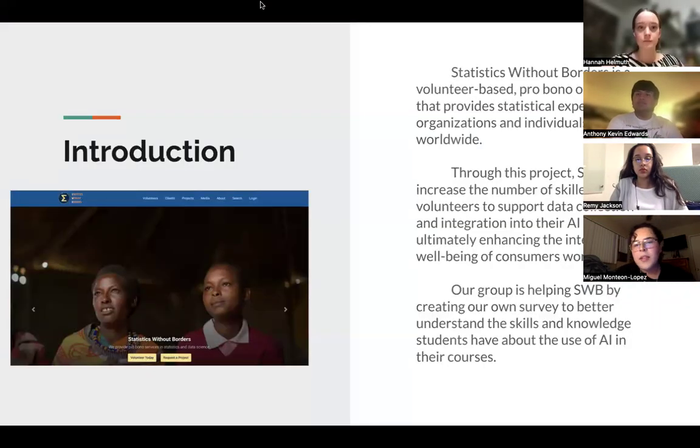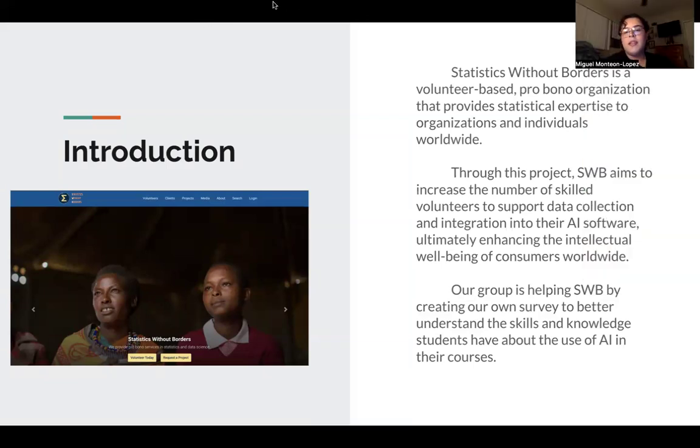Statistics Without Borders is a volunteer-based pro bono organization that provides statistical expertise to organizations and individuals worldwide. Through this project, SWB aims to increase the number of skilled volunteers to support data collection and integration into their AI software, ultimately enhancing the intellectual well-being of consumers worldwide. Our group is helping SWB by creating our own survey to better understand the skills and knowledge students have about the use of AI in their courses.